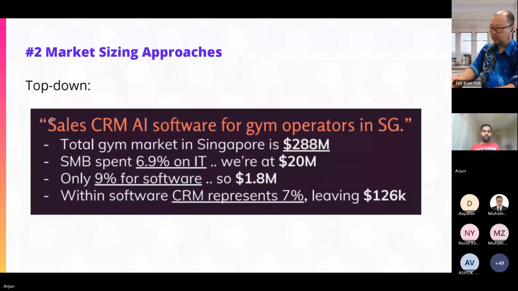So if you just target this market, $126,000 is a very, very small amount of money. Even if you capture the whole of the market, the maximum revenue you can earn is just $126,000, which is a very, very small market. Usually people don't develop products for such a very small market. So the other approach is bottom up.